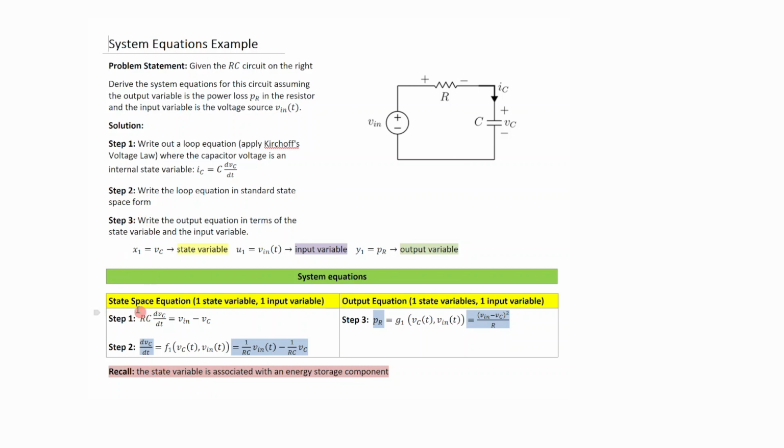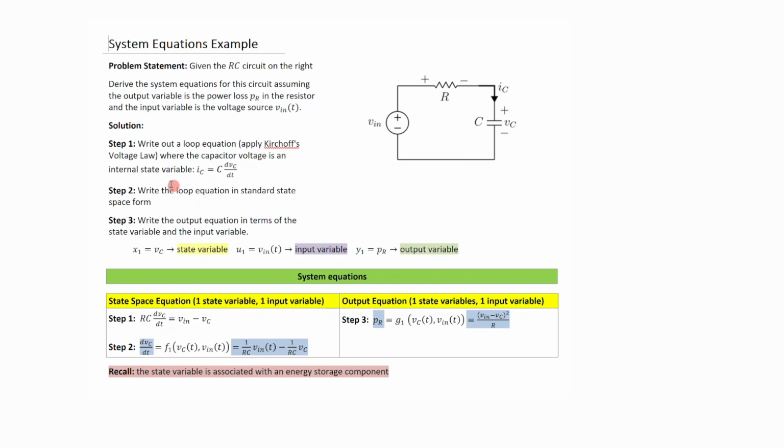If you look down below, these are the system equations. From step one, we're going to write out Kirchhoff's voltage law, which would be the voltage drop across the resistor, which is R times the current flowing through it, which is C dVC/dt. And that voltage is the difference between this voltage and this voltage, which is Vin minus VC.